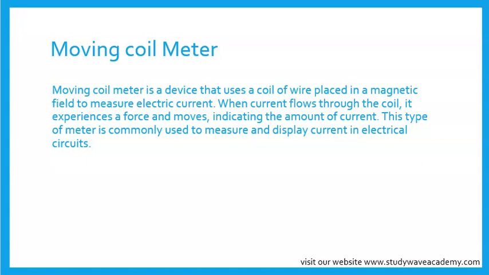Are you getting it? It's like an electric traffic watcher, okay? When there's current flowing, a coil inside moves. And by watching this movement, you can figure out how much current is flowing in the circuit. So it's a tool that helps us measure and understand electric currents. Okay? Good.